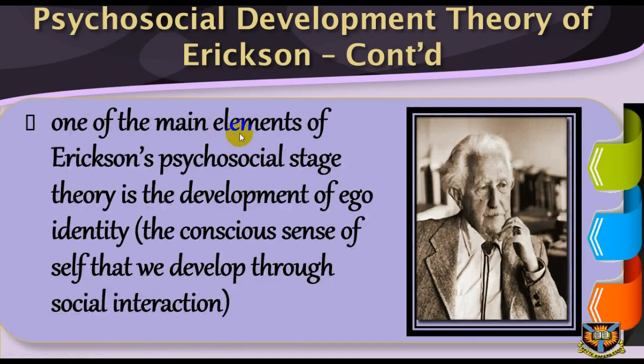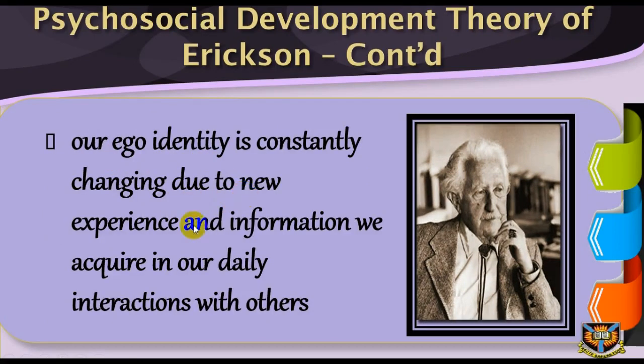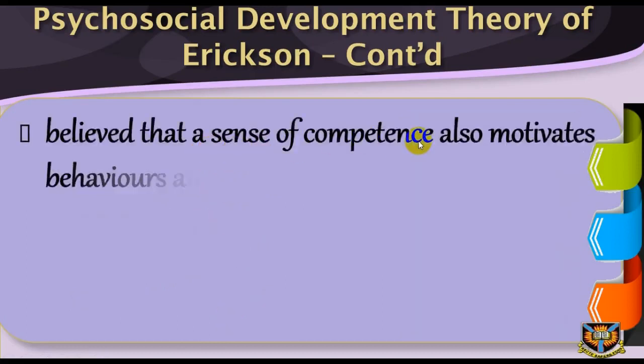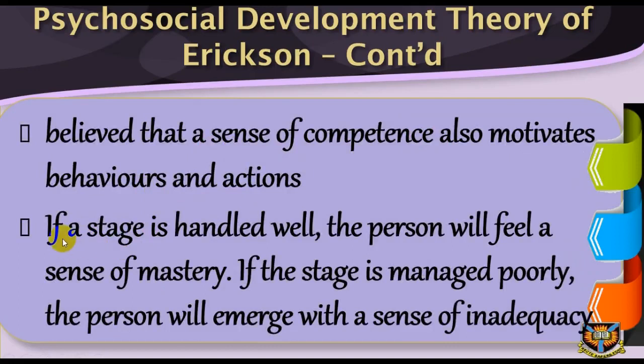One of the main elements of Erikson's psychosocial stage theory is the development of ego identity. Ego identity is the conscious sense of self that we develop through social interaction. According to Erikson, our ego identity is constantly changing due to new experience and information we acquire in our daily interactions with others. In addition to ego identity, Erikson also believed that a sense of competence motivates behaviors and actions. Each stage in Erikson's theory is concerned with becoming competent in an area of life. If the stage is handled well, the person will feel a sense of mastery. If the stage is managed poorly, the person will emerge with a sense of inadequacy.